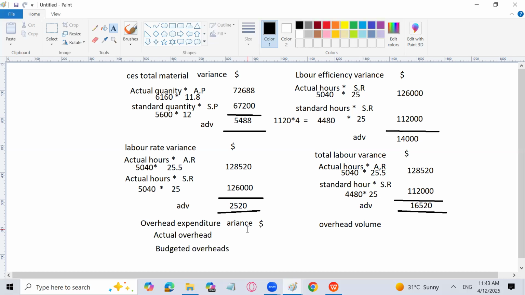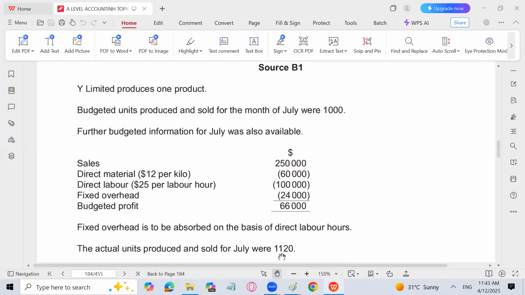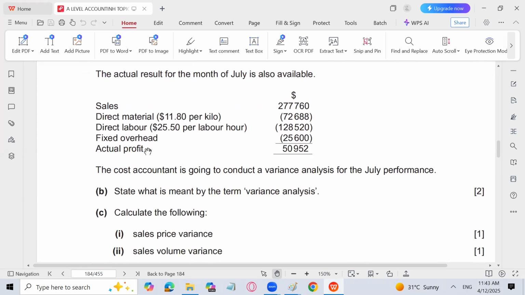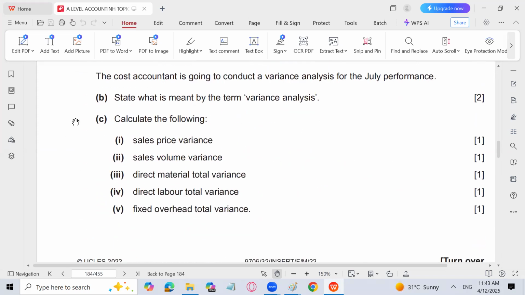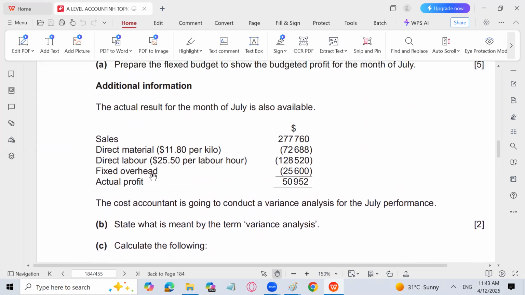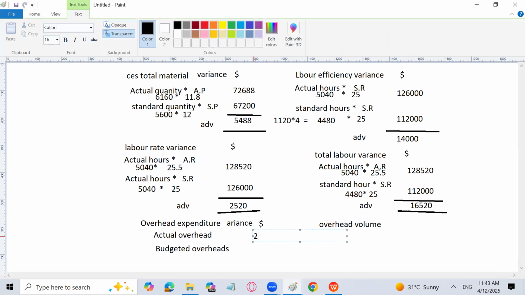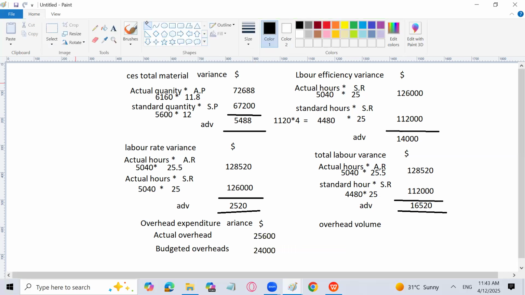Actual overhead cost and budgeted overhead cost. So let's see what the actual overhead cost is. Budgeted overhead cost is given in the question, that is 24,000, and actual overhead cost is also given, that is 25600. So 25600 is going to be the actual overhead cost, and budgeted overhead cost is 24,000. So the difference is 1600.